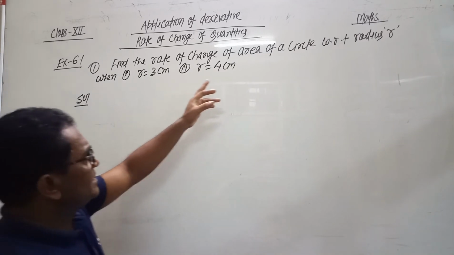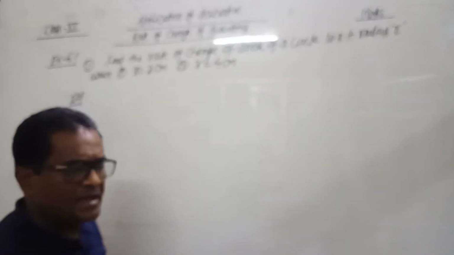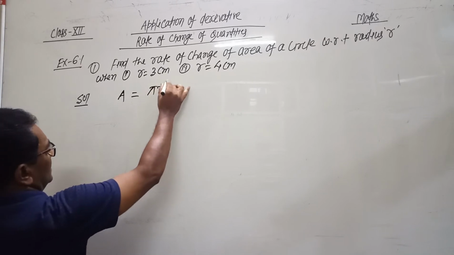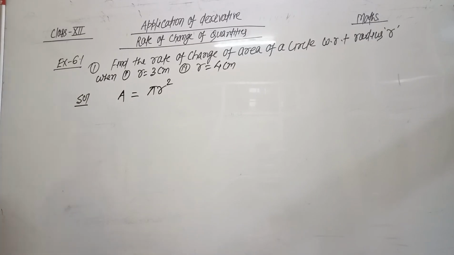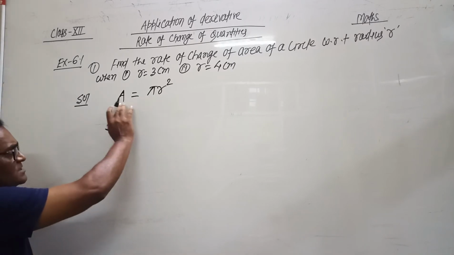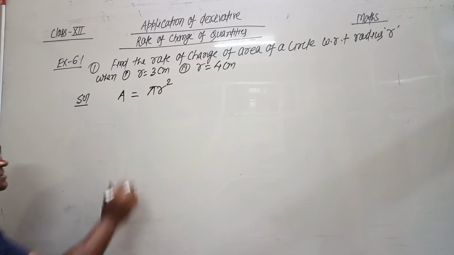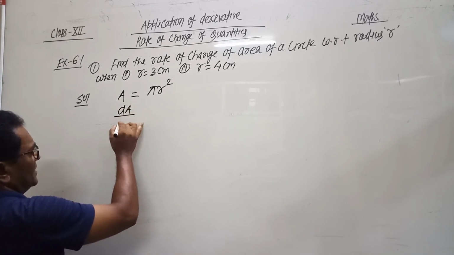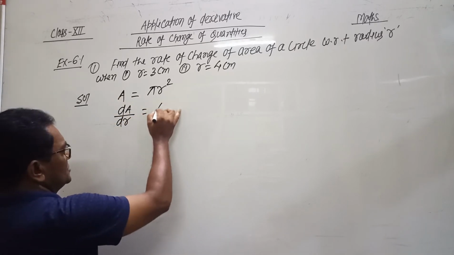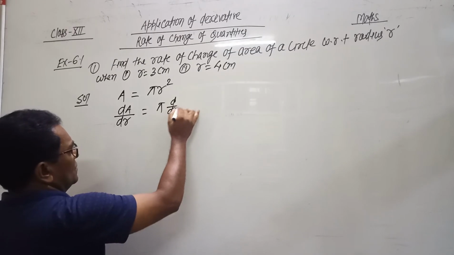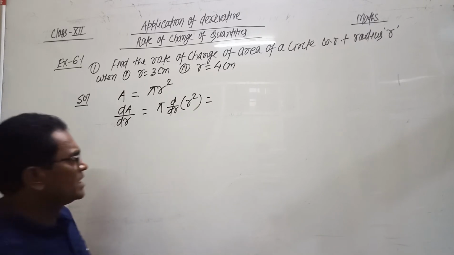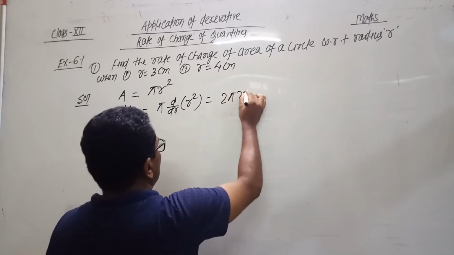So firstly we will find the formula for area of a circle. Area is given by A and the area of circle is pi r square. We have to find the rate of change with respect to r, means we have to differentiate with respect to radius. So dA by dr, differentiation of area with respect to radius. Pi is a constant term and d by dr of r square. So we get differentiation of r square is 2r, and the result comes to be 2 pi r.